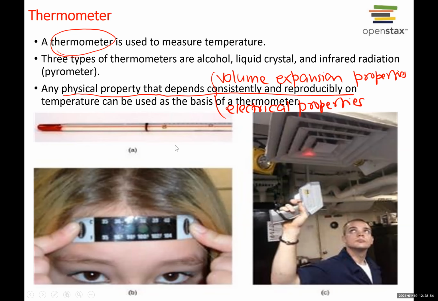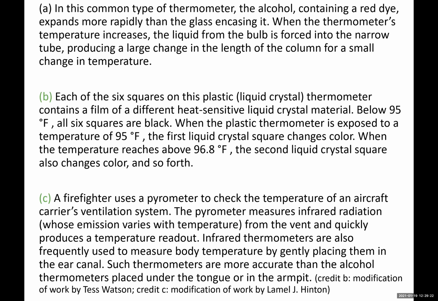For example, the thermometer we use in our daily life in general uses the volume expansion of the liquid. And these days you have seen that we can also use thermometers based on infrared. So different kinds of substance properties can be used to build thermometers.